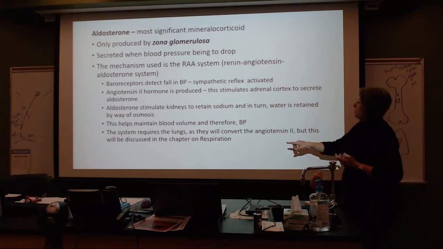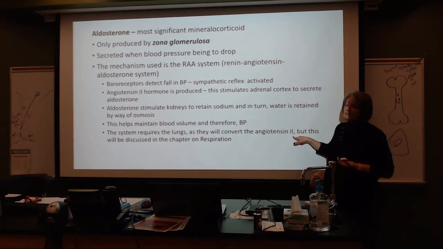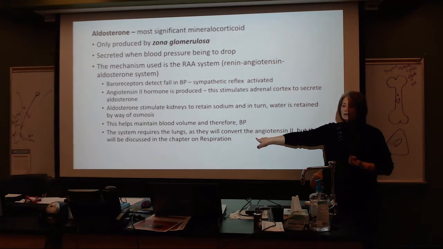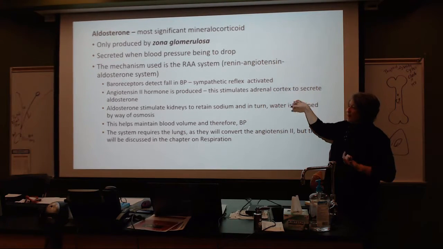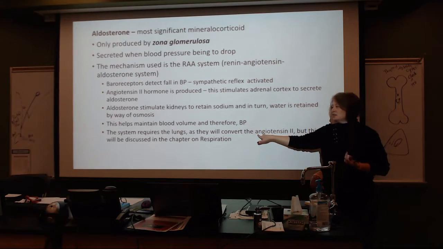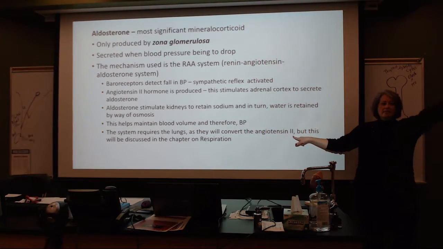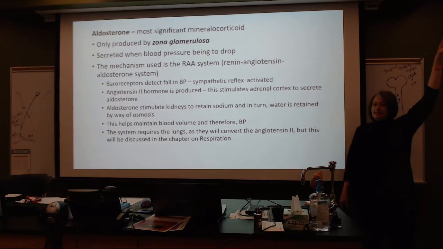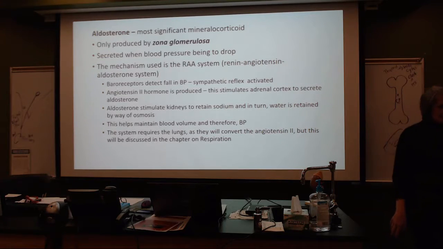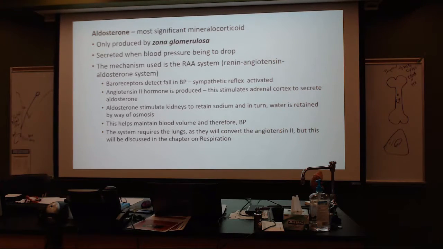So, what we need is for the lungs, because the lungs, when the angiotensin II is produced, aldosterone acts. We need to take angiotensin I and convert it, and that's done in the lungs by way of something called the angiotensin converting enzyme, ACE. Have you ever heard that? ACE.